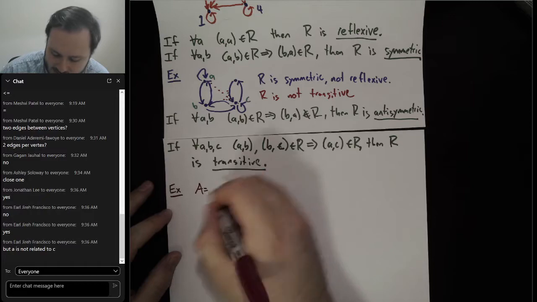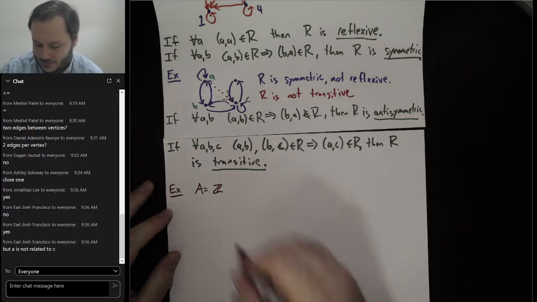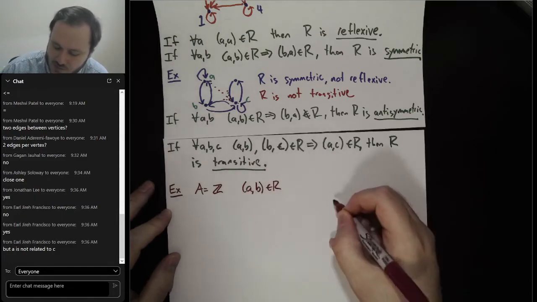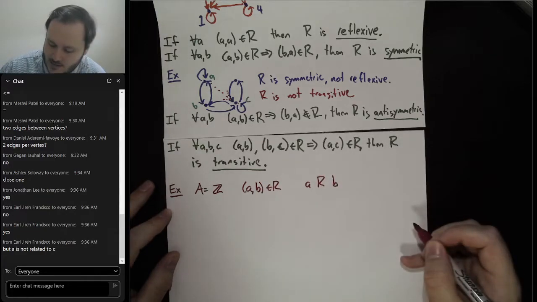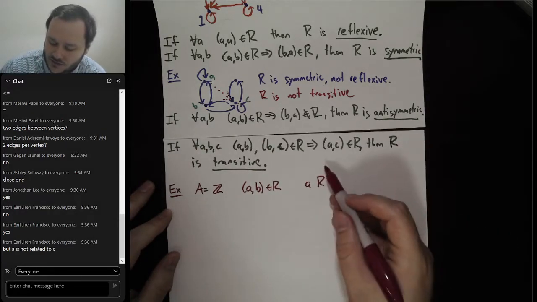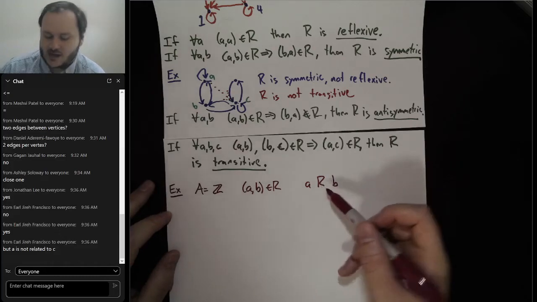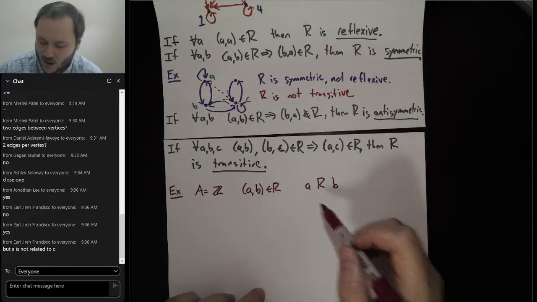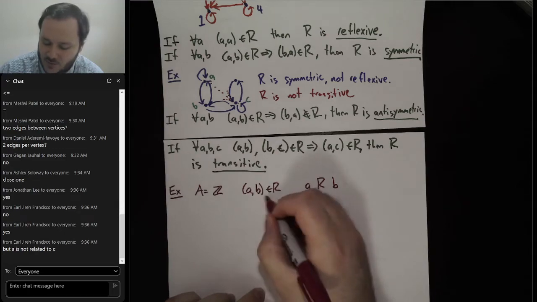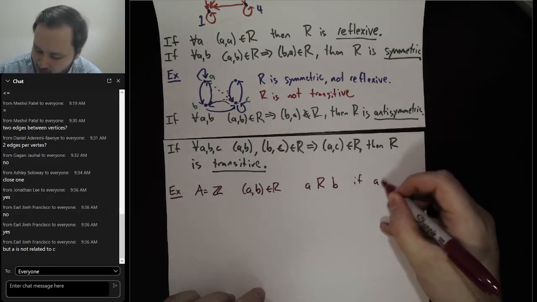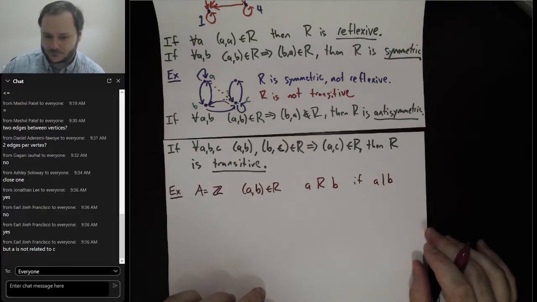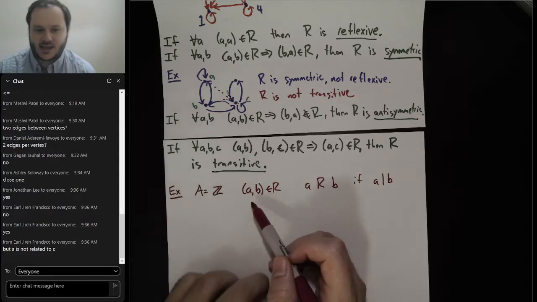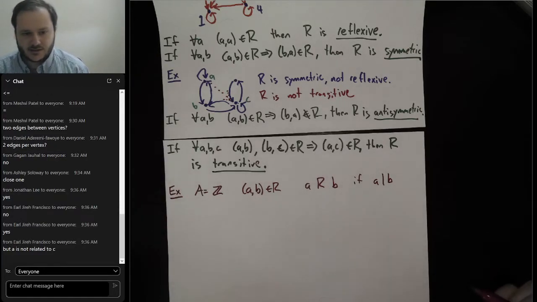A is the set of integers, and A comma B is in the relation. Sometimes we write this as A R B, as if you replace R with a less than or equal to or an equal sign. That would make sense. So A comma B is an element of R if A divides B. This is a relation. Pairs of numbers where the first divides the second are a subset of the integers.